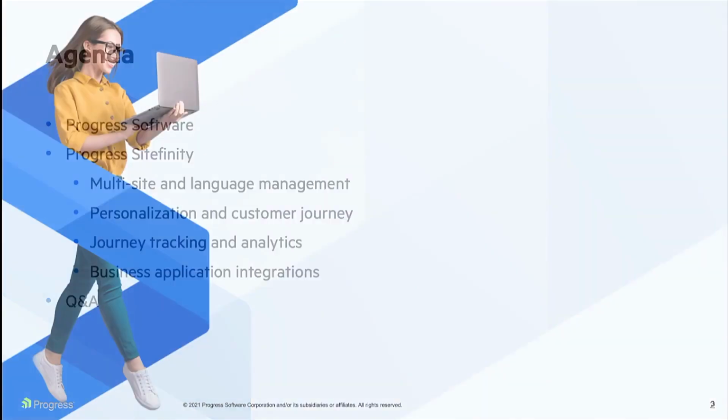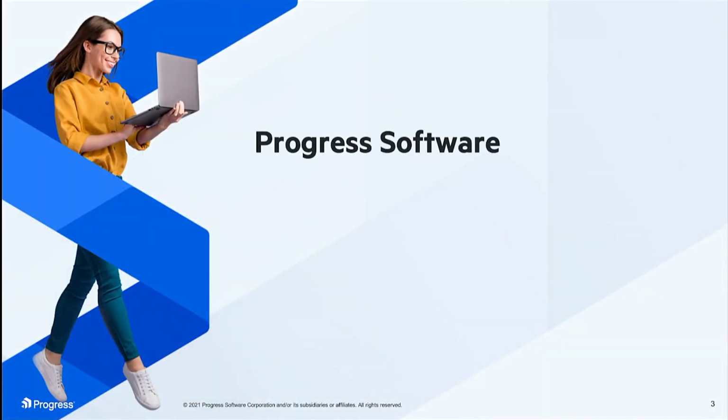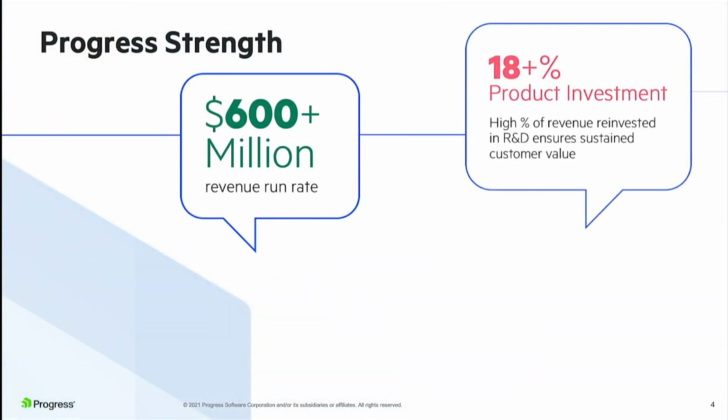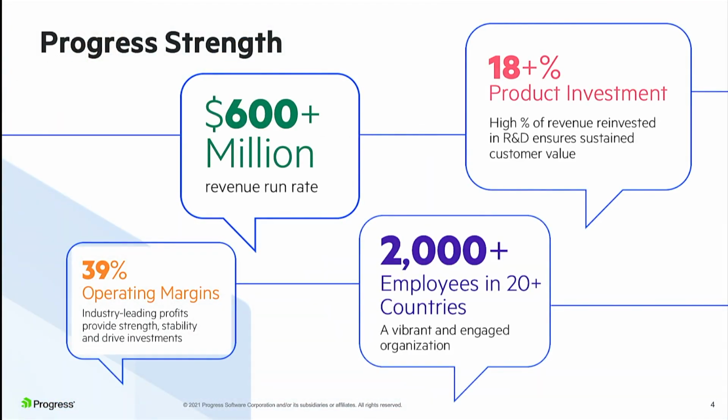Now, Progress Software as a company has been around for more than 40 years. We have quite a number of products that are white labeled by different organizations like Microsoft, Oracle, and Google. So they actually white label our products to be used by them. Throughout the years, our strength has been that we put a lot of our revenue into product investment as well as R&D. Then we have more than 2,000 employees in more than 20 countries.